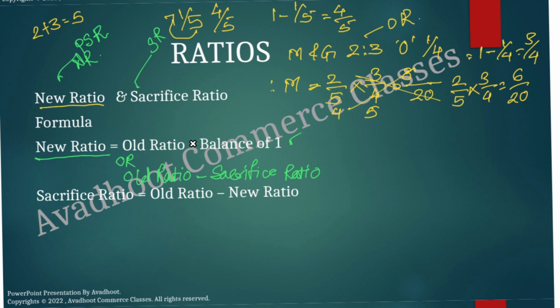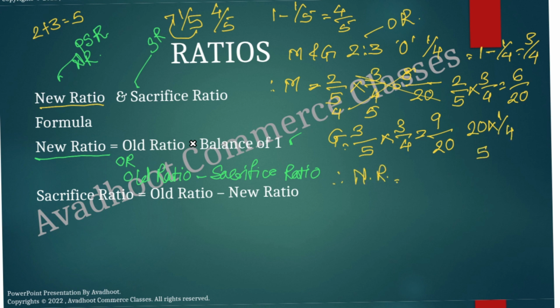Next, Mr. G. What does it come to? That is 3 upon 5 multiplied by 3 upon 4. It comes 3 3s are 9, 9 upon 20. And 1/4 of 20 is the new partner's share. It comes 5. Therefore, new ratio is equal to what? 6:9:5. That is your new ratio. Is it okay? This is called calculation of new ratio.